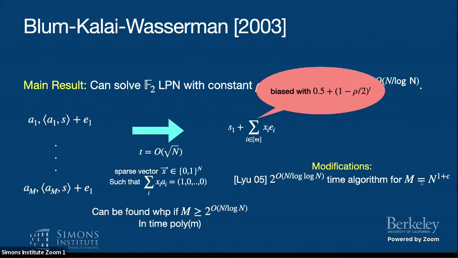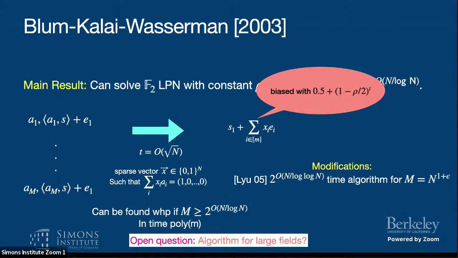Another really important note, which is also one of the open questions, is that this algorithm is very tailor-made to work on F2. The techniques they use are very tailor-made to work on F2. In fact, we don't know any such implication when the prime fields are large. For IO, it actually turns out that we need the field to be sub-exponentially large. So all these algorithms don't work in the setting that we are using.